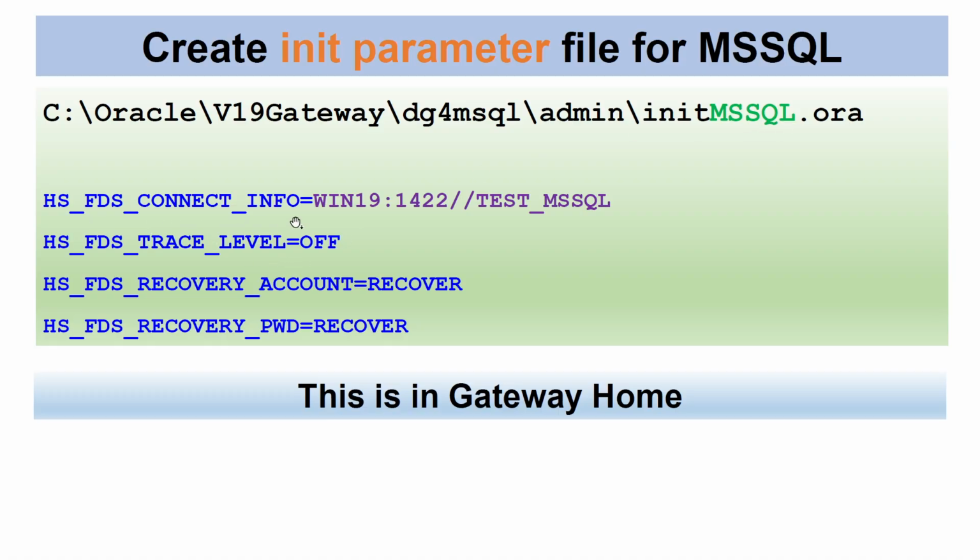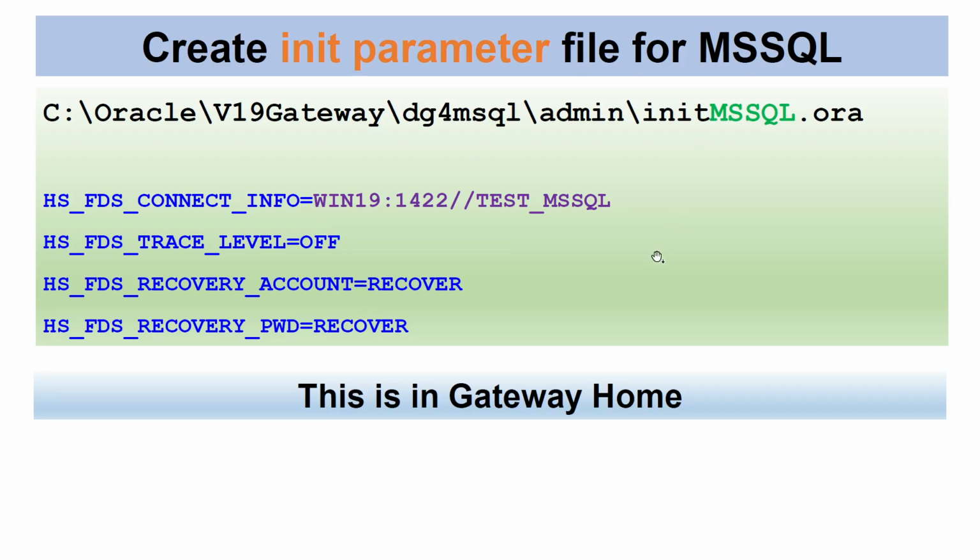Now, HS_FDS_CONNECT_INFO is also a very important line. This shows where your SQL Server is running. So my SQL Server is running on a machine called Win19. So this is the machine name or the server name. This is the port of the SQL instance, and this is the SQL Server database name. So we have to specify this in this particular format. Now there are other formats that you can use, or if you don't want, you can always use this particular format. Remember, this has to be done in the Gateway Home.